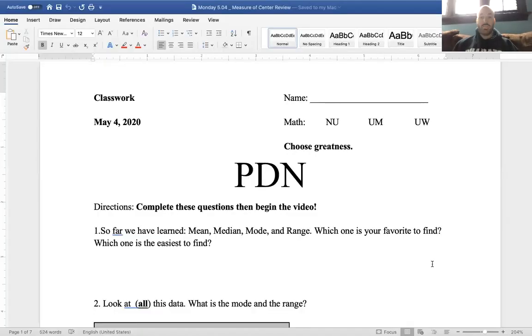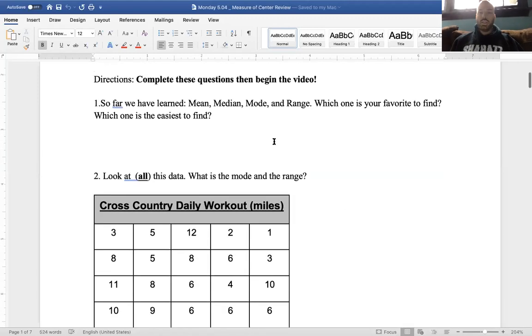Good news, we're still going to be working on some stuff that's very, very similar to last week. It's just the same stuff we did last week. We're just going to spend one more day reviewing it, make sure that we have down mean, median, and mode before we're ready to move on to our next topic in statistics. Go ahead and complete your PDN. Come back when you're ready to check your answers.